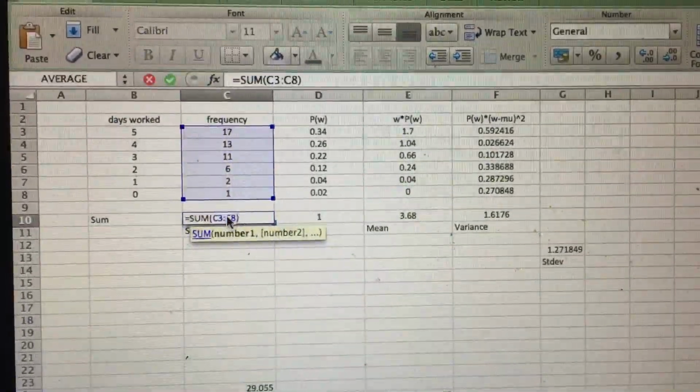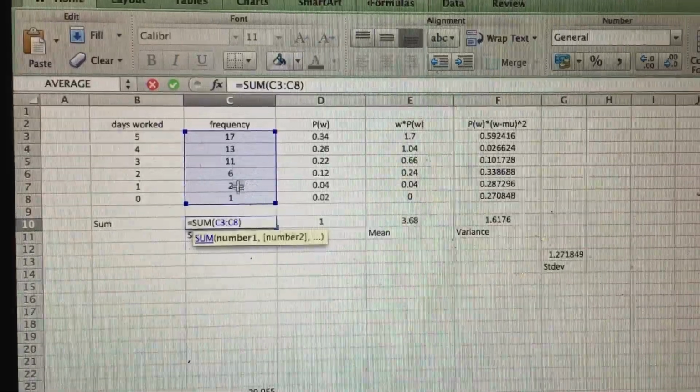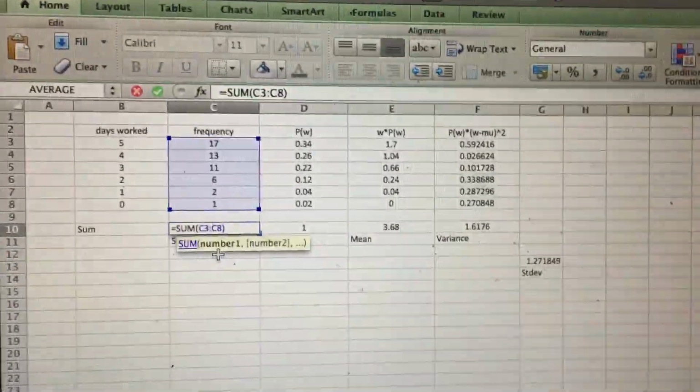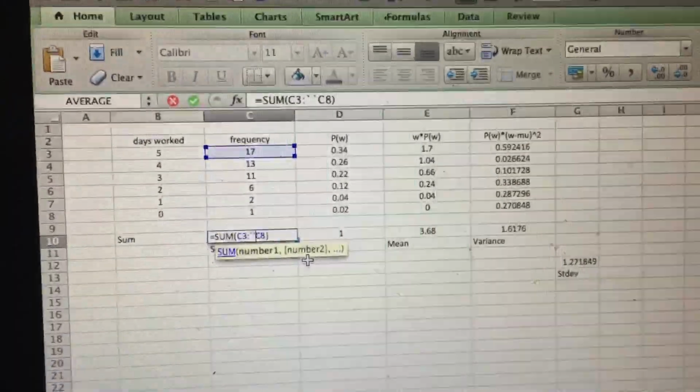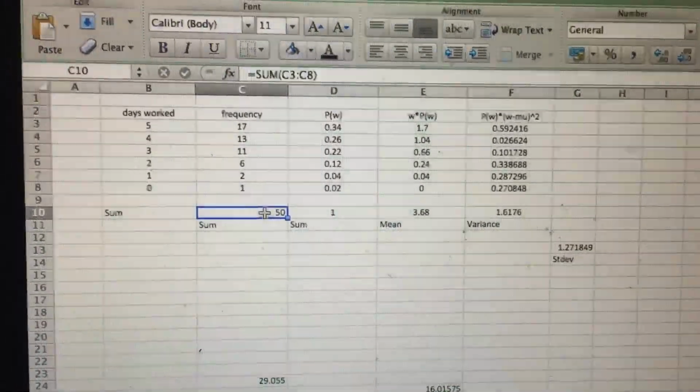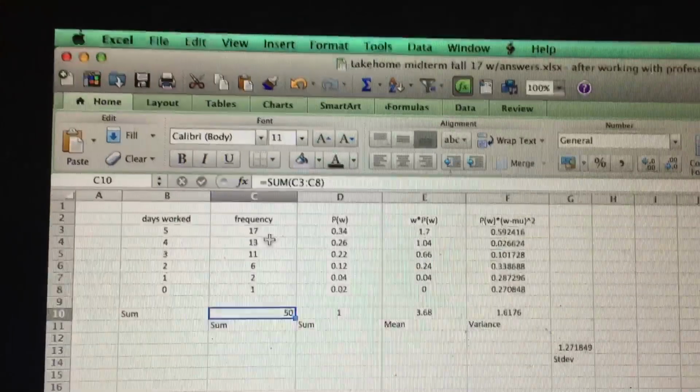So I got the sum, right? You do the sum of all the frequency. Make sure you add all of that up, and you want to have the total of that. So my total is 50. Again, this is the practice thing that I'm doing.